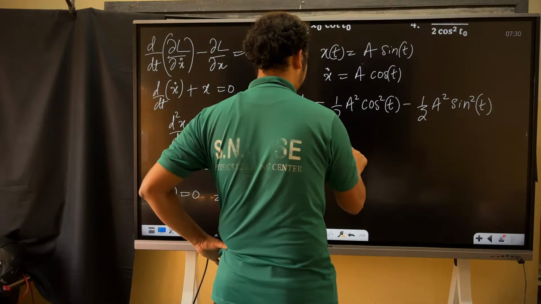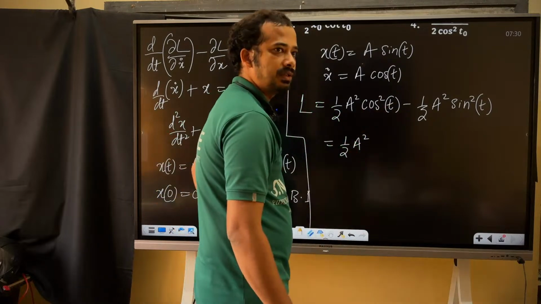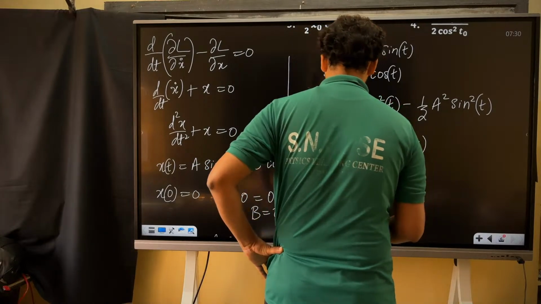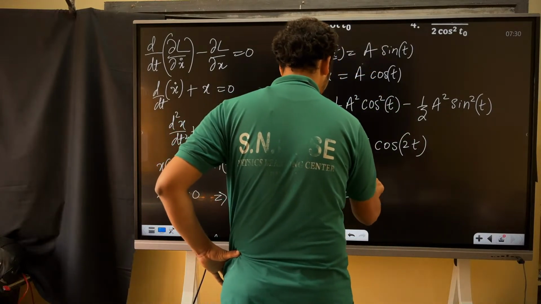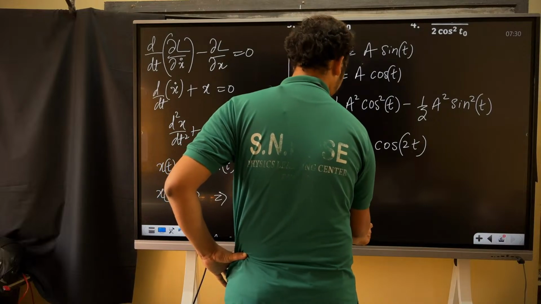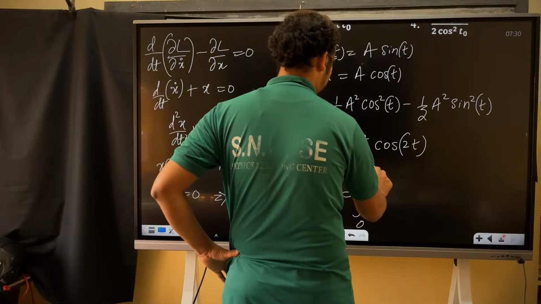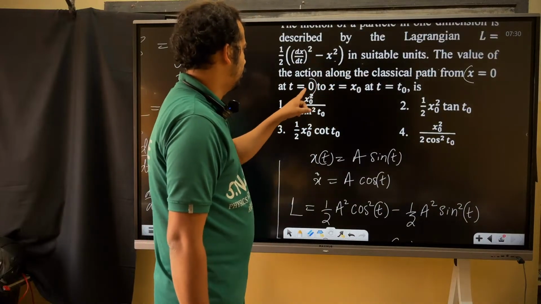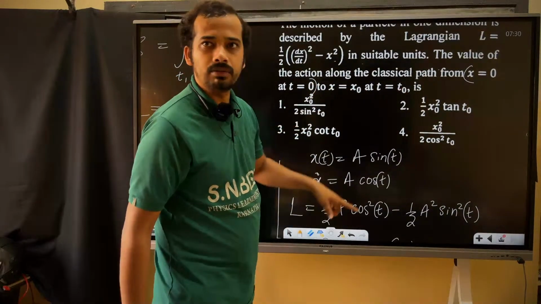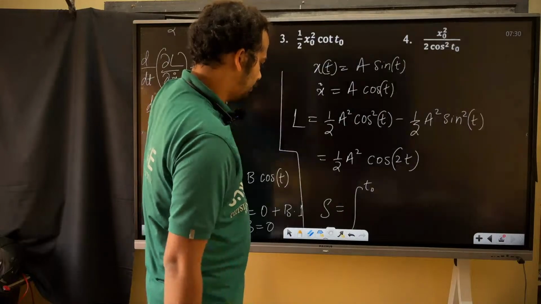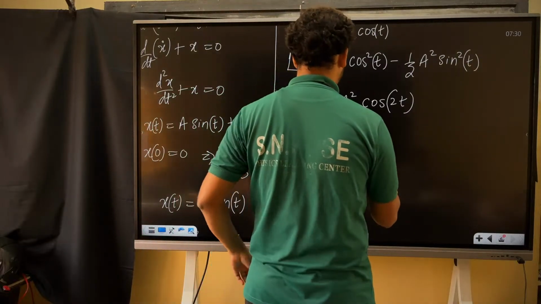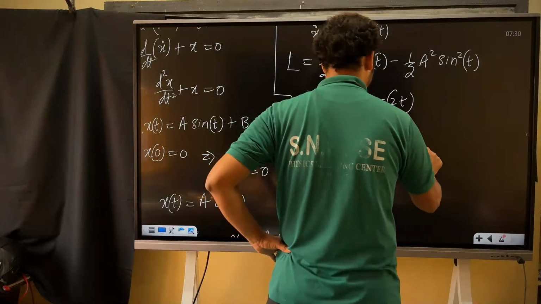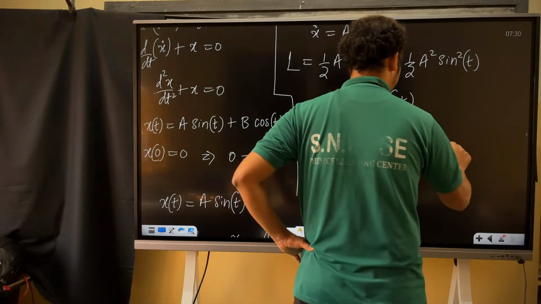What is this one? Half a square. Again, cos square t minus sine square t. What is this one? Cos 2t. Okay. So now you need the action integral, t equal to 0 to what he said? T naught. Am I right? T equal to 0 at x equal to 0, and x equal to x naught at t equal to t naught. Speak up. What is this one? So half a square cosine of 2t, this is the Lagrangian, into dt.